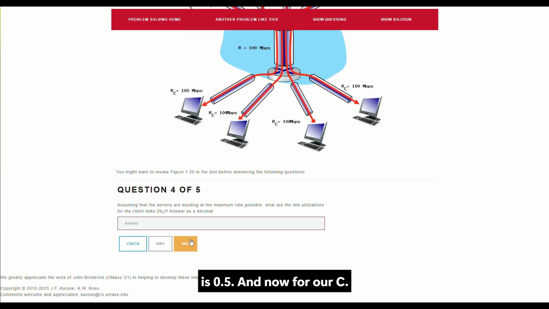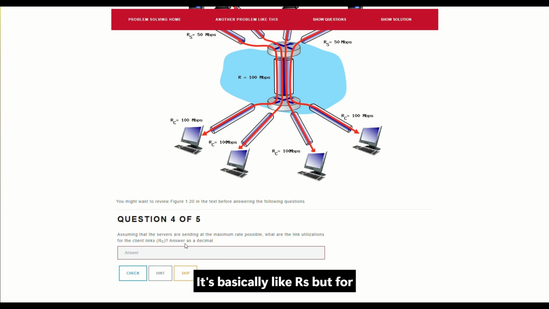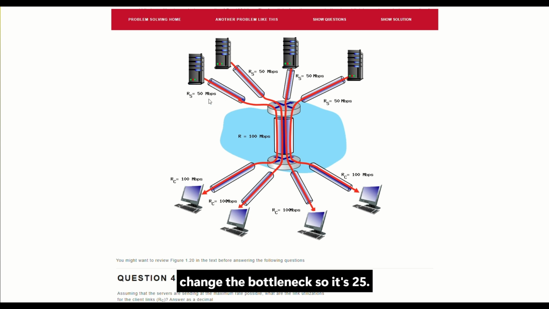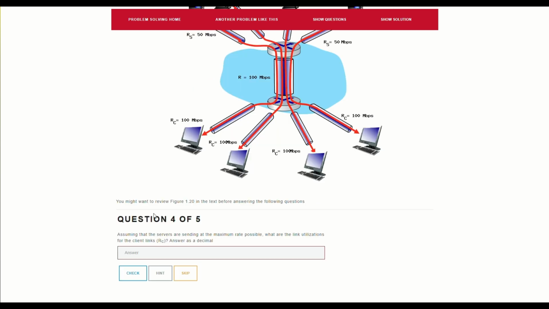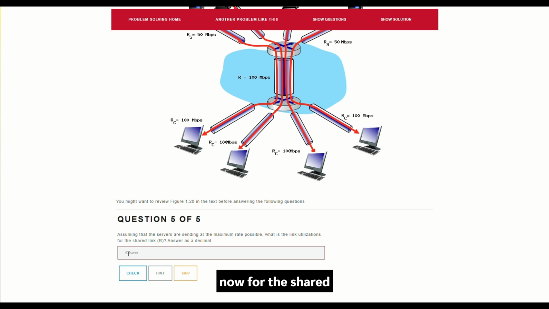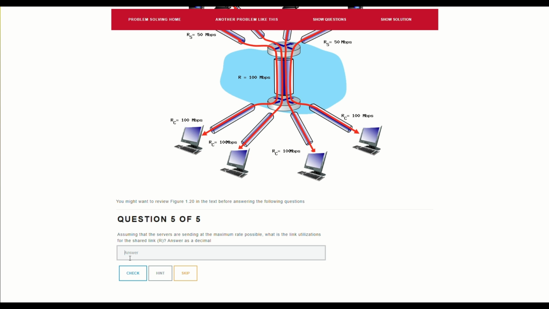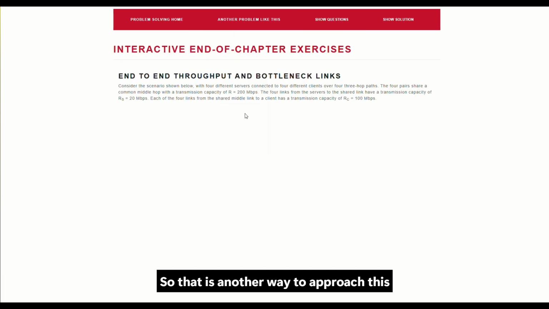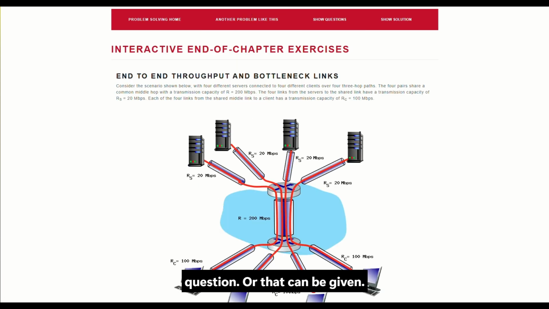And now for RC, it's basically like RS, but for the computer. So we have to change to the bottleneck. So it's 25 over 100, which is 0.25. And now, for the shared link, it is the bottleneck over R divided by 4. So that is 25 over 25, which is 1. So that is another way to approach this question, or that can be given.